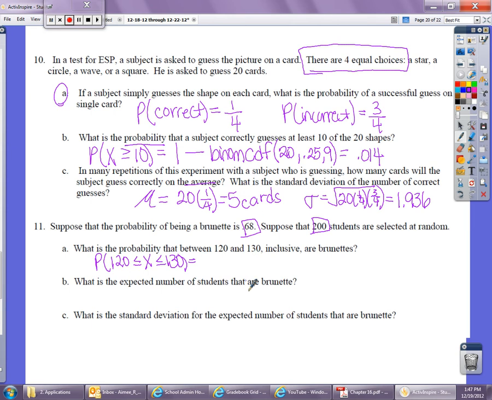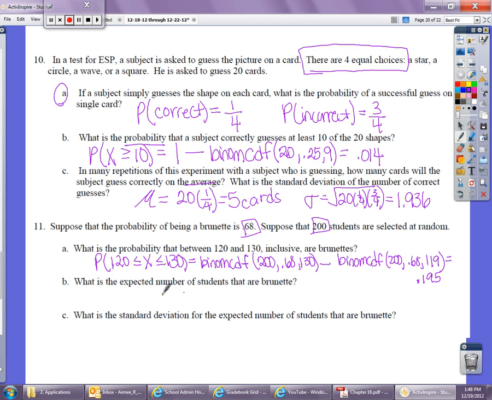So what I'm going to do is take my binom CDF all the way up to 130, the top of my probability. So 200, 0.68, 130. Now, I need to subtract out some things. I don't want anything up to 119. So I need to subtract out everything up to 119. So 200, 0.68, 119. When you put all that in your calculator, you get 0.195.